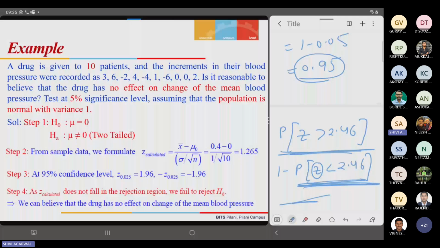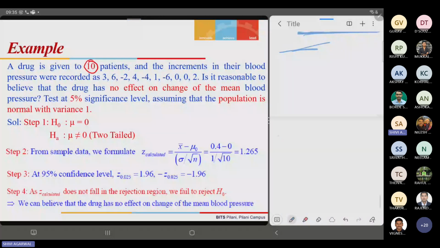Example of the two-tail problem. Okay. So a drug is given to 10 patients. So now we can just write what is given to us. So n is equal to 10. And increments in their blood pressure was recorded. So these are the data points of 10 patients. Correct. That is the changes. Increments or decrements or changes, because the minus sign is also there, so it means decrement also.